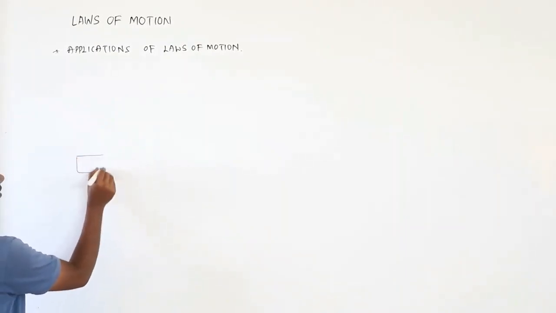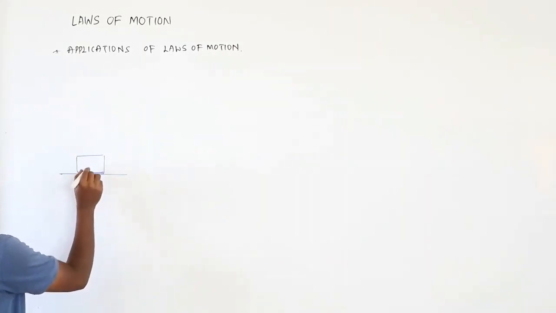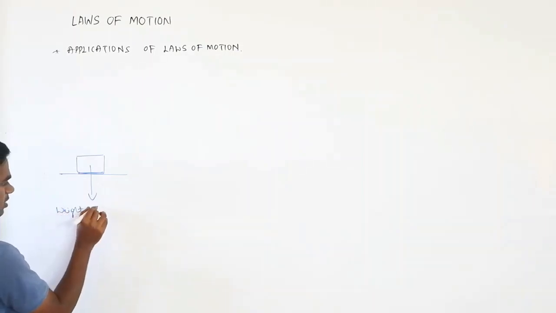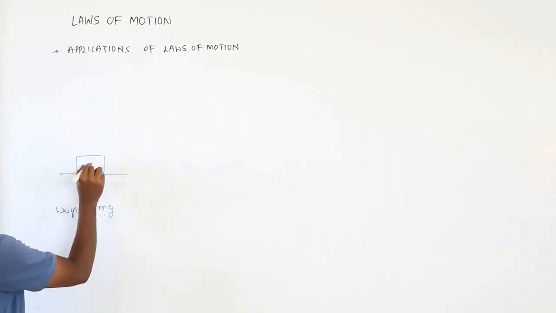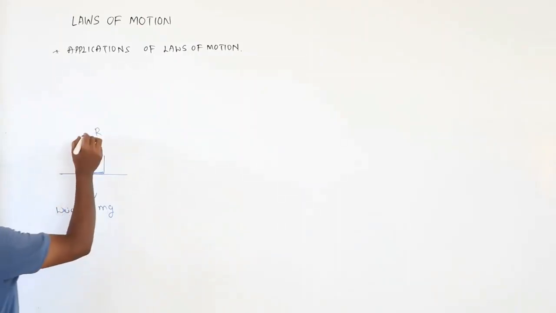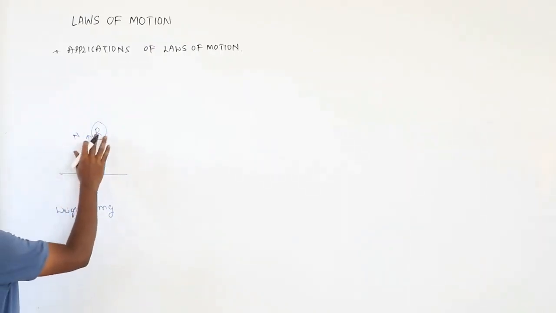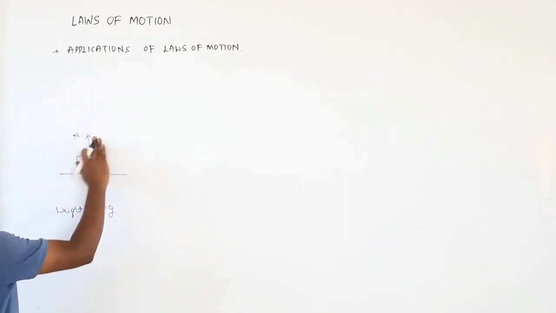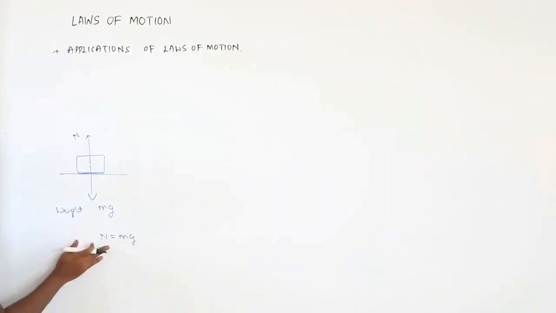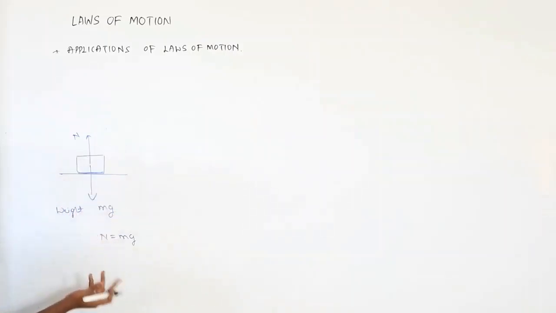Suppose, as we already discussed, the weight of the body, that is M into Z, is equal and opposite to the normal reaction. You can take it as N or R, whatever. So let me take N only instead of R. So normal is equals to M into Z. That means weight is equal to the normal reaction, if we take the magnitude.